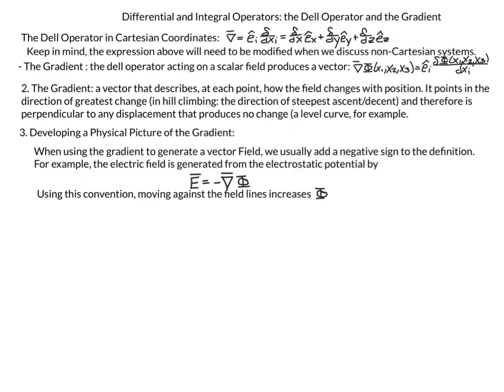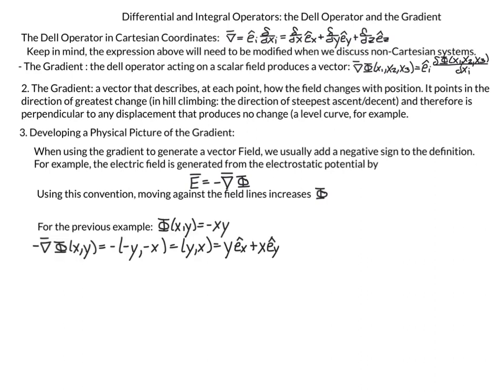As a physics major, you need to know that when using the gradient to generate a vector field, we usually add a negative sign to the definition. For example, the electric field is generated from the electrostatic potential by E equals the negative gradient. And using this convention, moving against the field lines increases phi. Looking at our previous example where phi is equal to negative xy, our negative gradient is now equal to negative the partial derivative with respect to x, which is negative y, and the partial derivative with respect to y, which is negative x. That gives us (y, x), or y in the x direction and x in the y direction.